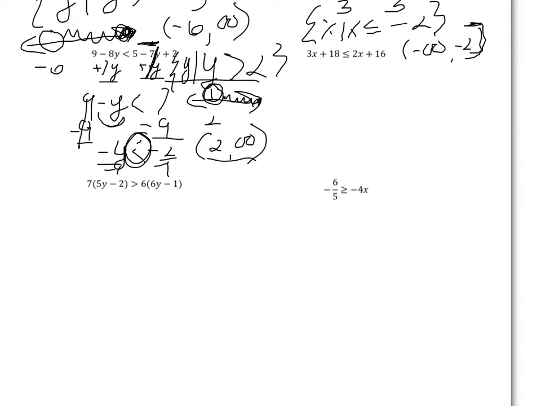We want to get the x's on one side, the numbers on the other. So I'm just going to move the x's to the left again. So I'm subtracting 2x. 3x minus 2x is x. Our plus 18 carries down. Our x's here cancel. We have 16. Move the 18 over by subtracting 18. So the 18's cancel. We get x is less than or equal to 16 minus 18, negative 2.